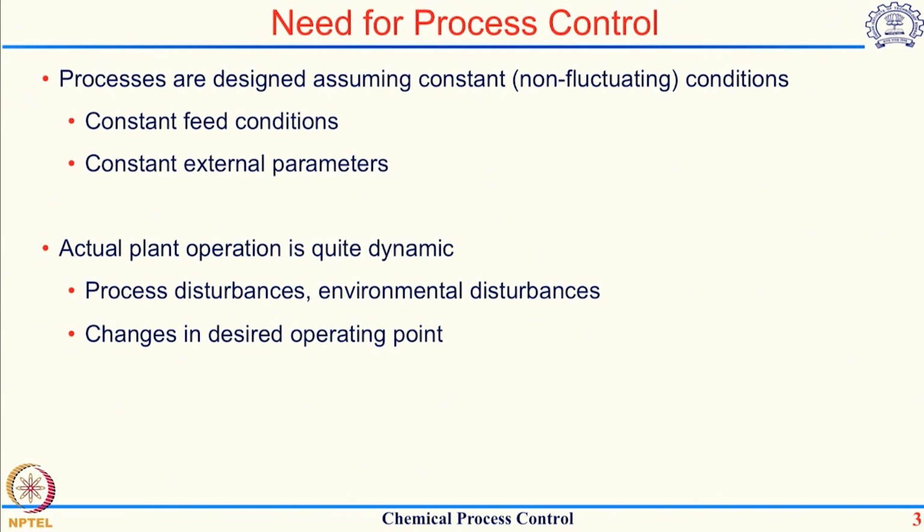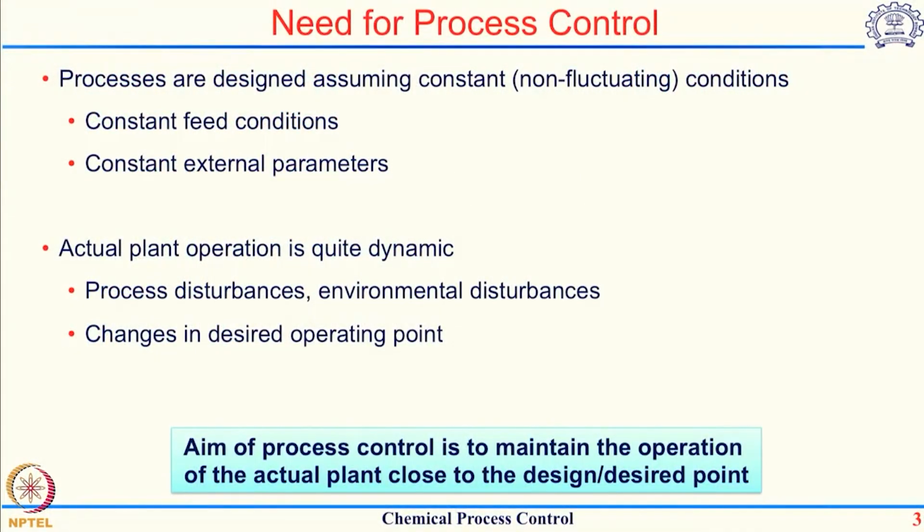So what you end up doing is you implement a system which will ensure that, irrespective of such disturbances as well as fluctuations, what you get out of the process is the same as the original objective. This is the job which a process control system does. So the aim of the process control system is to maintain the operation of the actual plant close to whatever is your desired point. Now control is a very commonly found theme.